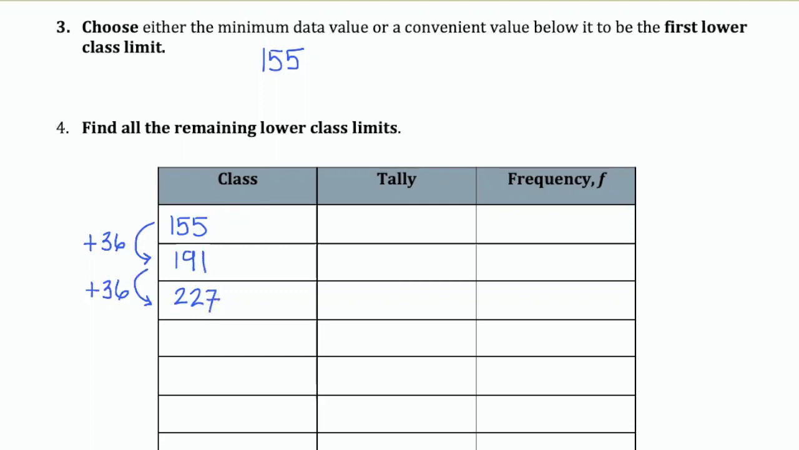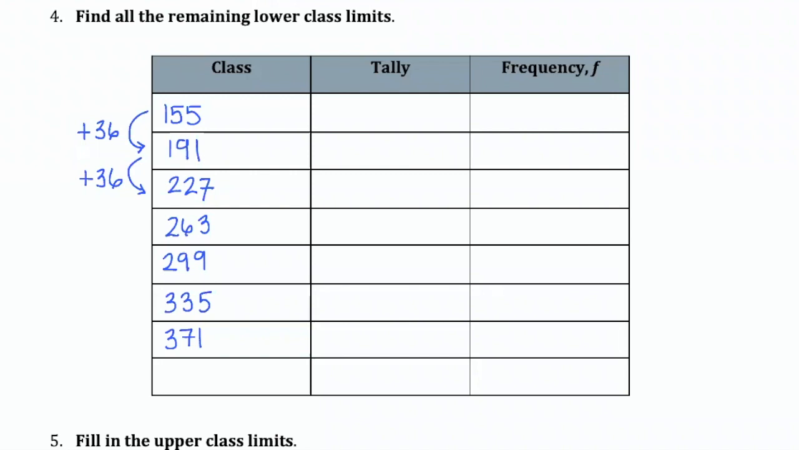I'm going to go ahead and fill those in. All right, I finished doing that and I stopped at 371 because I wanted 7 classes. So as soon as I get to the 7th class, I stop.